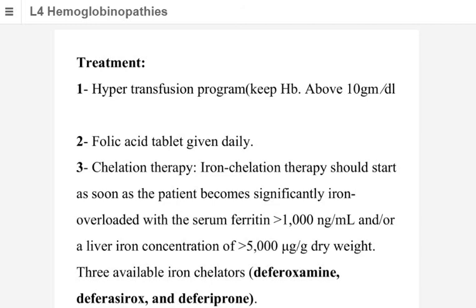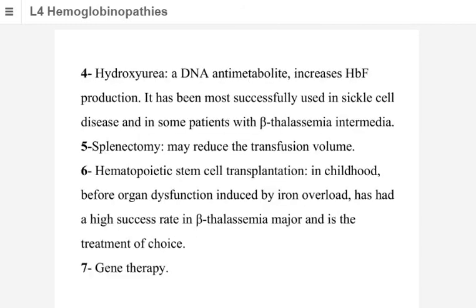Treatment of thalassemia is by hypertransfusion program, folic acid, and chelation therapy. You must remember that the clinical features of thalassemia are features of anemia and hemosiderosis. Well, the treatment of thalassemia also is the treatment of anemia and treating the iron overload.